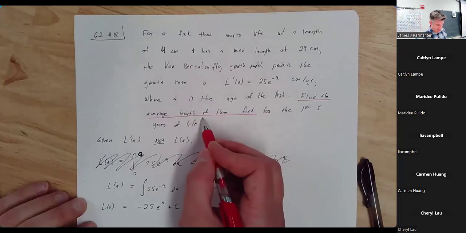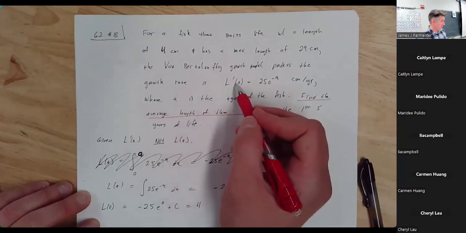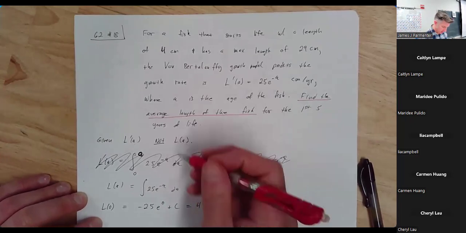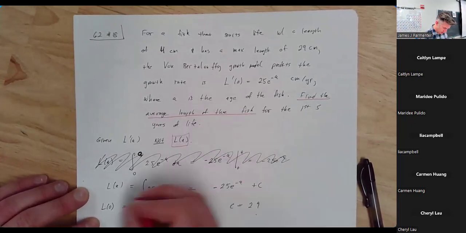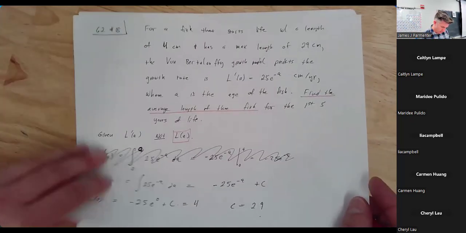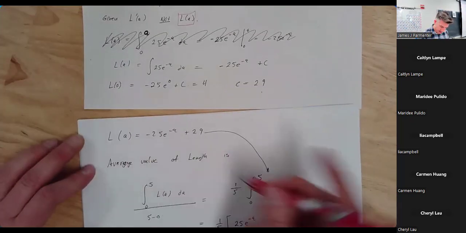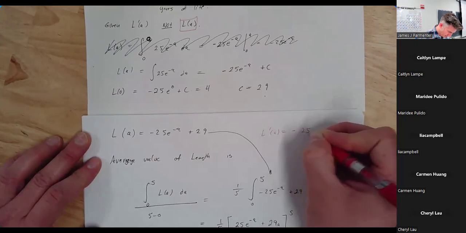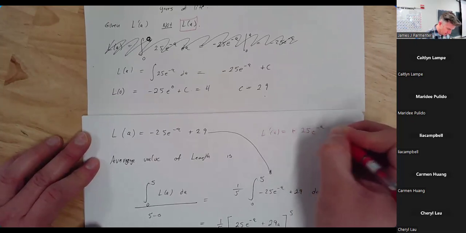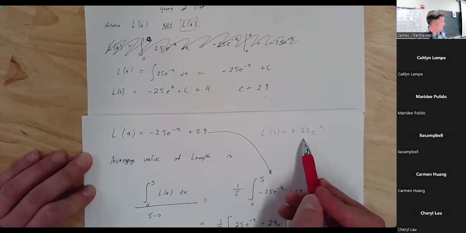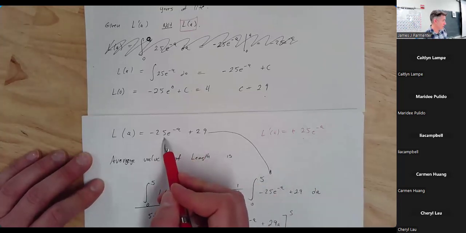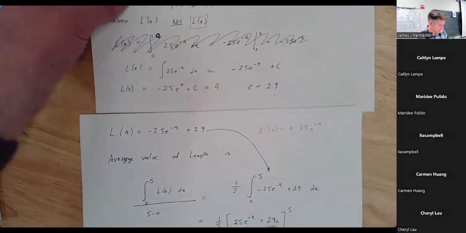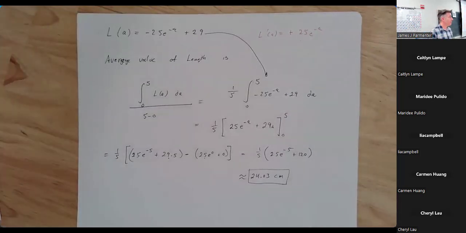Right, but they didn't give us that function. They didn't give us the length function. They gave us the rate of change of the length function. So we had to first anti-differentiate that function to get the length function, which was what I wrote up here, right? L of a is that, and L prime of a was positive 25 e to the negative a. We weren't asked to find the average value of that. We were asked to find the average value of the length. And so then we integrated that and divided by the length of the interval. And it's a little tricky. The words are not super straightforward.